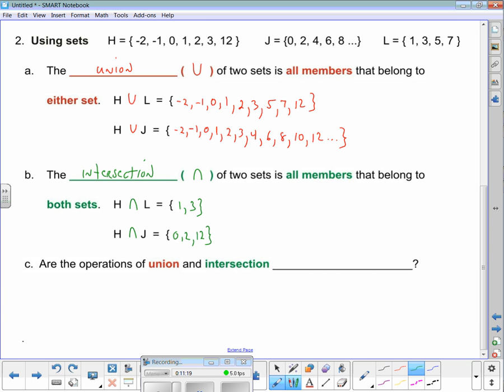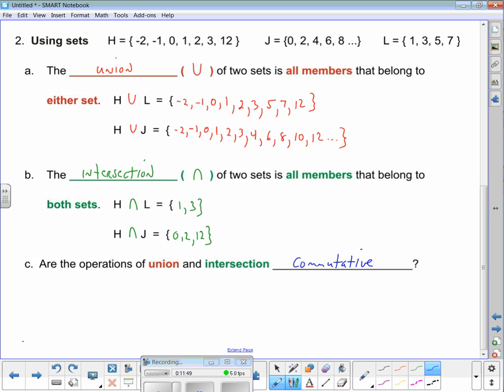Now, remember commutative, associative, all that? Are the operations of union and intersection commutative? C-O-M-M-U-T-A-T-I-V-E. All right, this is our first review of these. We'll go through them a lot. We went through them a lot last year. Do you remember what commutative is? It means you can change the what? And hopefully you said you can change the order.